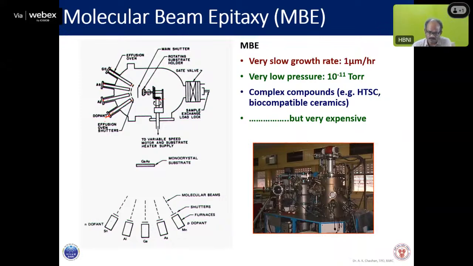The disadvantage is they have very slow growth rates, approximately 1 micron per hour, and very low pressure, about 10 to the minus 18 torr. But complex compounds like HTSC, biocompatible ceramics, etc. can be grown, but the system is very expensive. The beam can be controlled up to a molecular level so precisely, and therefore this is called molecular beam epitaxy.